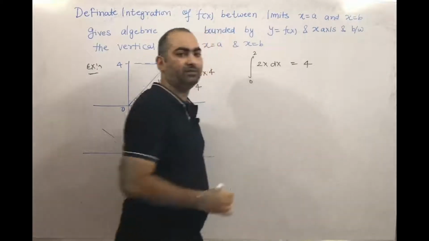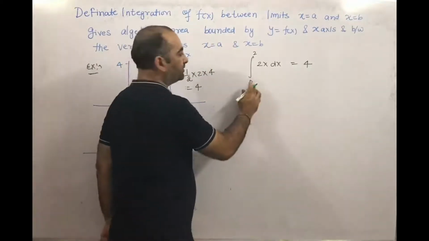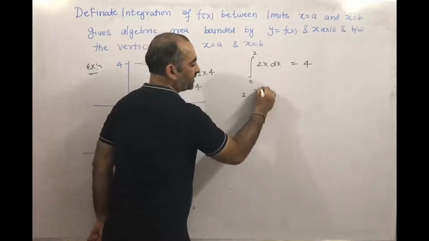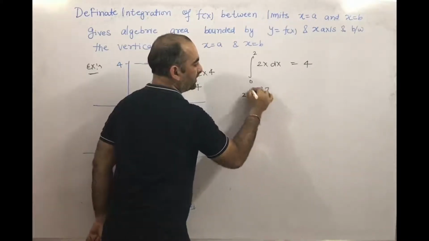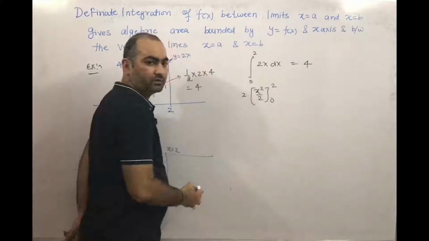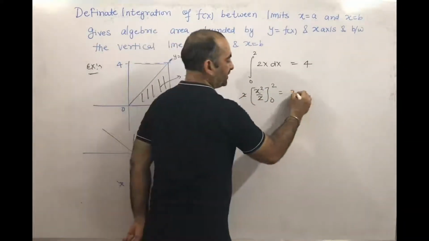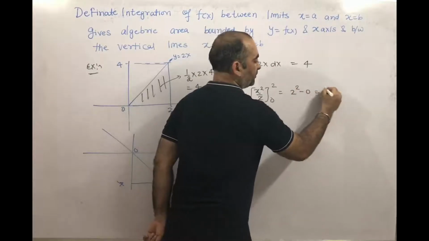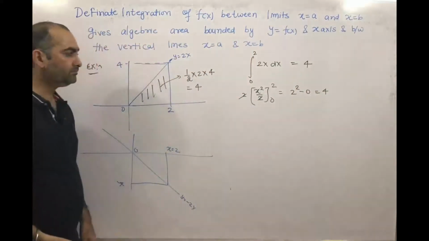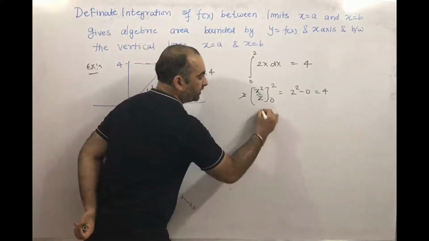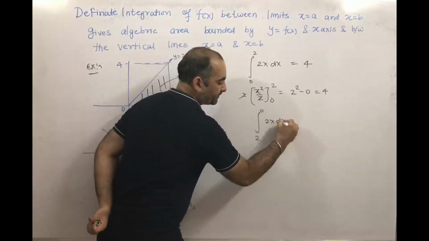If you want, we can simplify. Integration 0 to 2 of 2x dx. The 2 is outside. Integration of x is x square divided by 2, with limit 0 to 2. So the 2 gets cancelled. If I put the upper value, 2 square minus 0, so 4 will come.